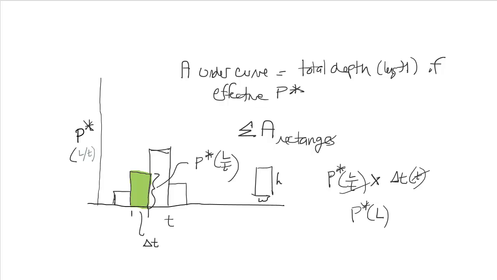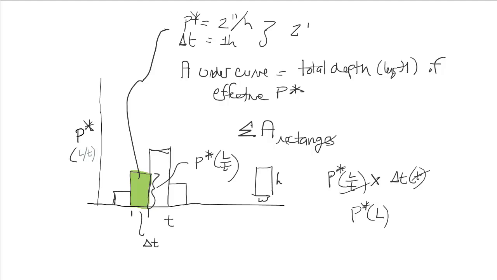So just to give you an example, let's say the effective precipitation rate was equal to 2 inches per hour. And let's say the time interval was 1 hour. Then when I multiply those together, I get 2 inches per hour times 1 hour, and that is equal to 2 total inches of effective precipitation that fell during that time period. And I do that for the other 3 rectangles, and I sum them up, and I get my total effective precipitation in some measure of length or depth.